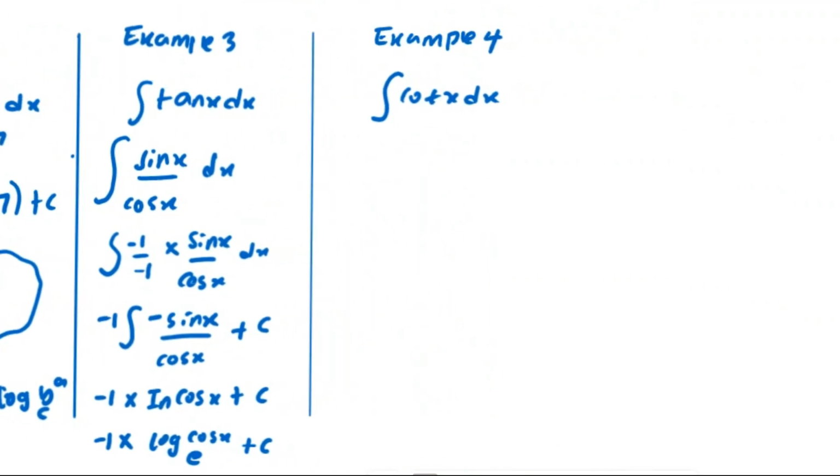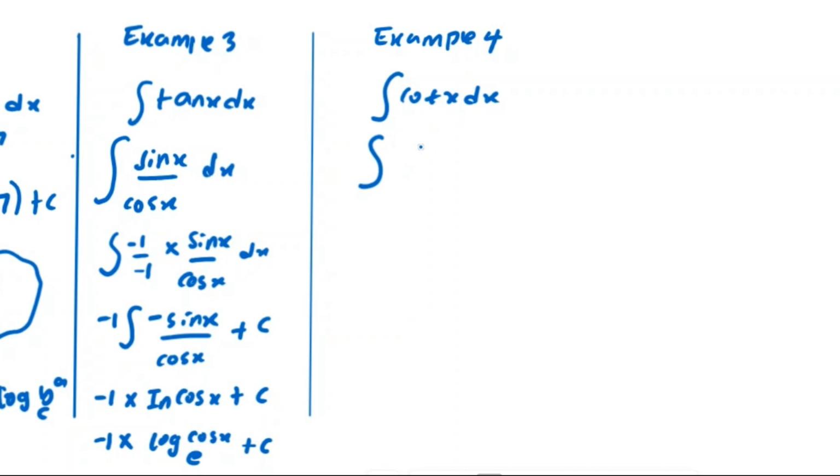So let's move to example 4. For example 4, we have the integral of cot x dx. Now, basically, we know that cot x is 1 over tan x, but we can't use 1 over tan x here because there's no standard derivative that connects the number 1 and tan x. So, since we know that tan x is sine x over cos x, let me write this down so that you don't get confused.